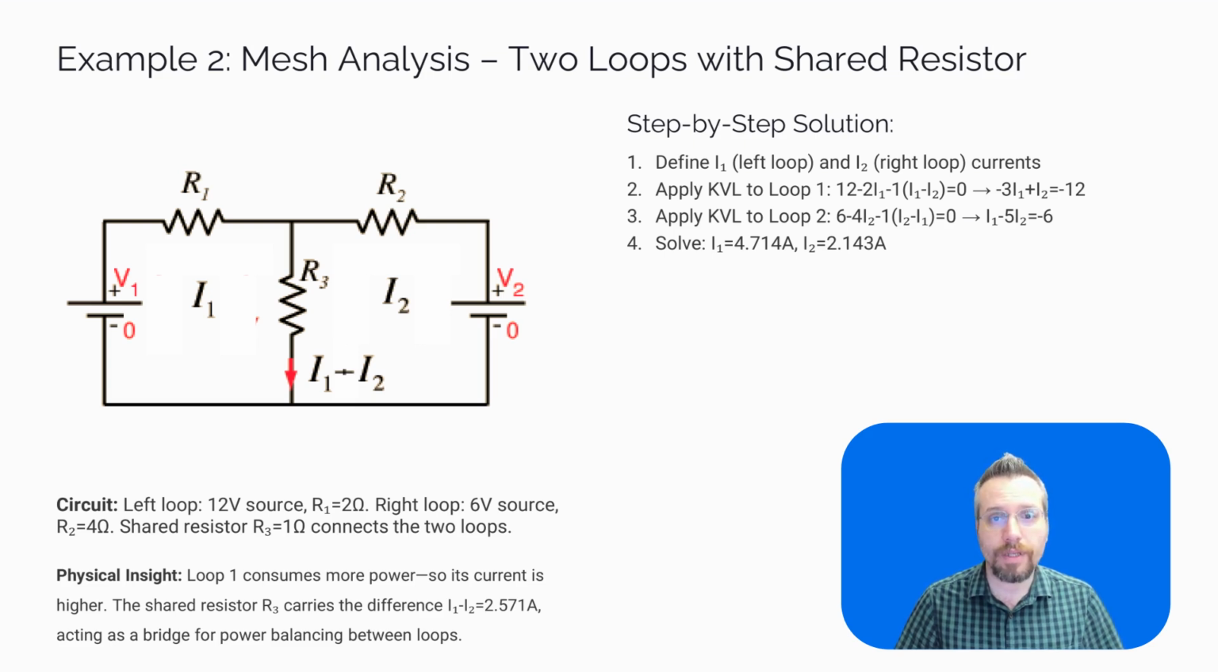Now, from the first loop, we can find I2 based on I1. So we see that I2 is equal to I1 times 3 minus 12. Plugging it into the equation that we have for the second loop, we see that I1 is equal to 4.714 amps. We already know how to find I2 from I1, so we find that I2 is equal to 2.143 amps. Let's see what it told us. First of all, the shared resistor carries the summation of currents. Also, each loop balances voltage rises and drops. So no energy is created or lost, which KVL ensures.